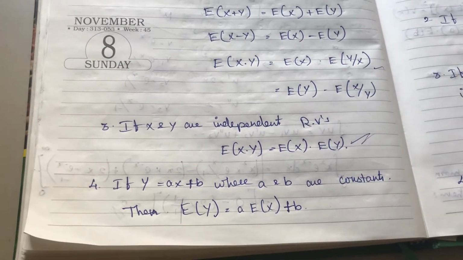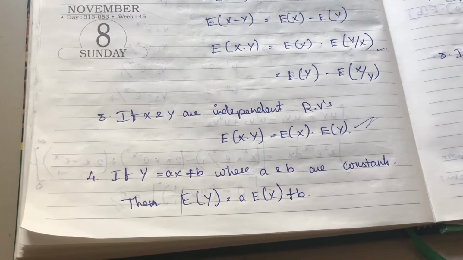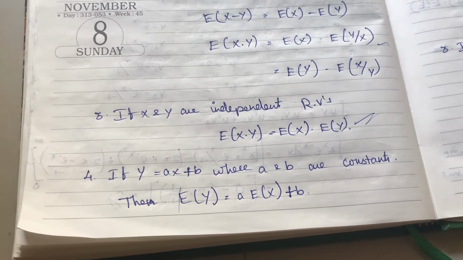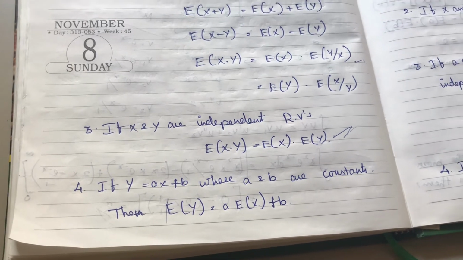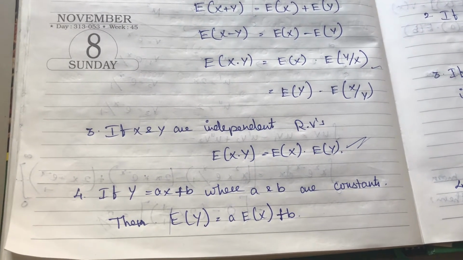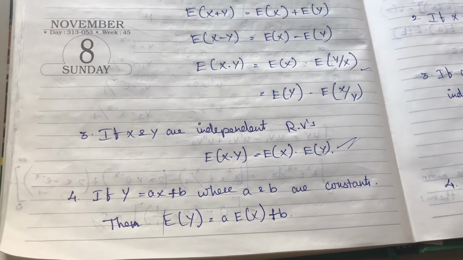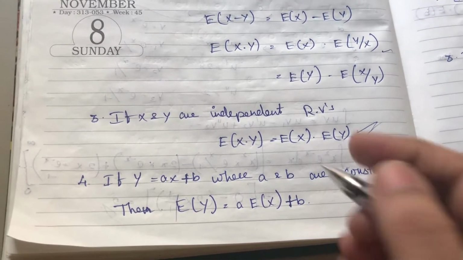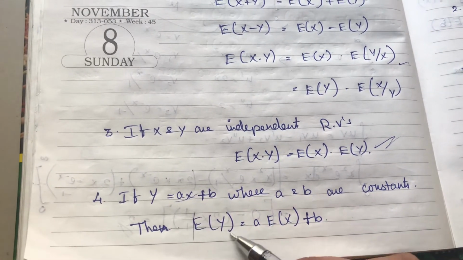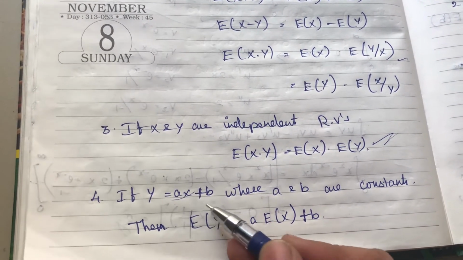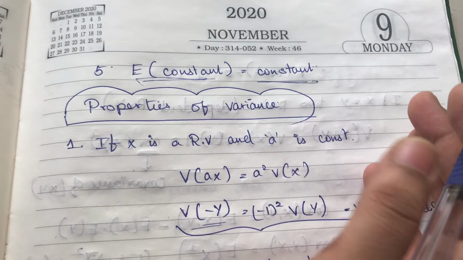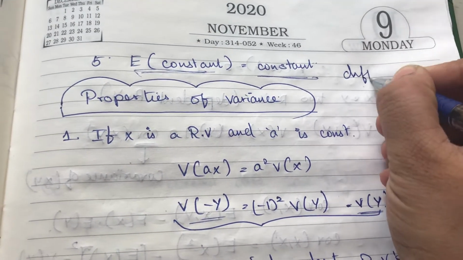And if y is equal to ax plus b, so they have given an equation y equal to ax plus b, where a and b are constants, we can write this term in the expectation as E of y is equal to a into E of x plus b, that's it. Okay, and the fifth thing, the expectation of a constant will be a constant only, like in differentiation.